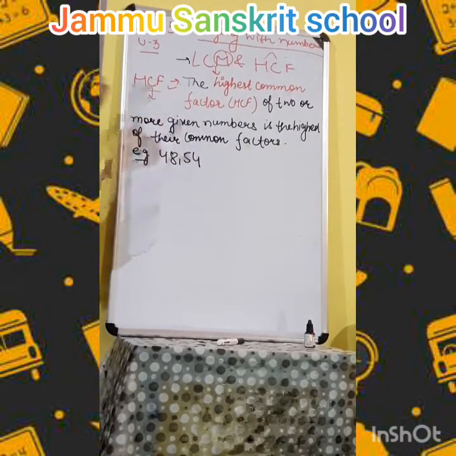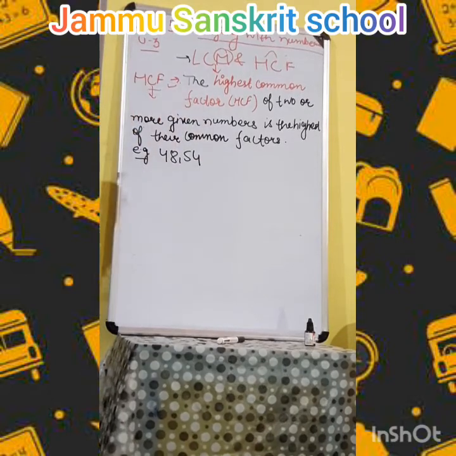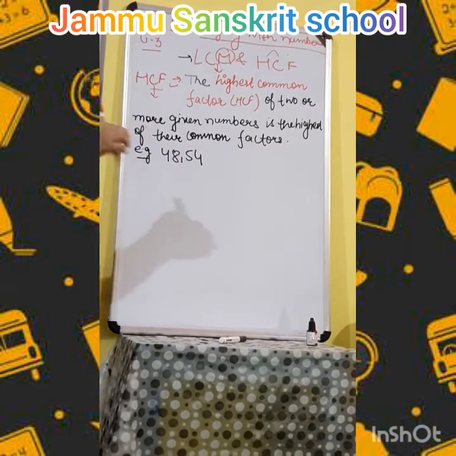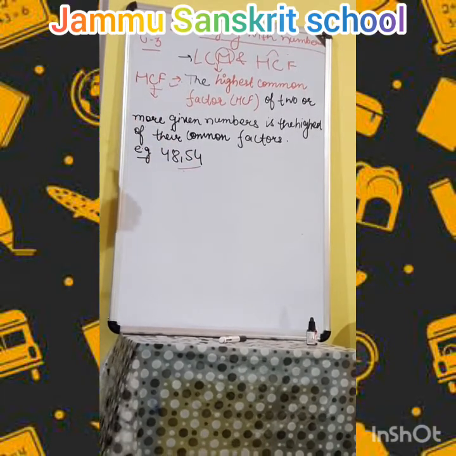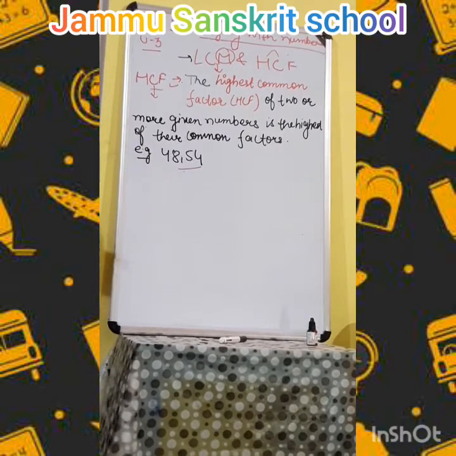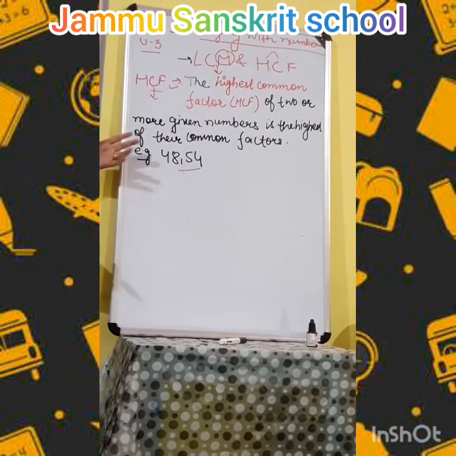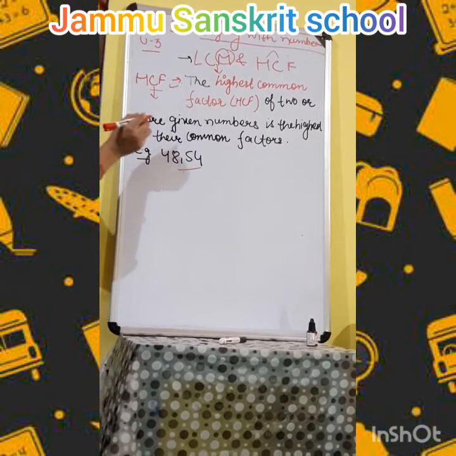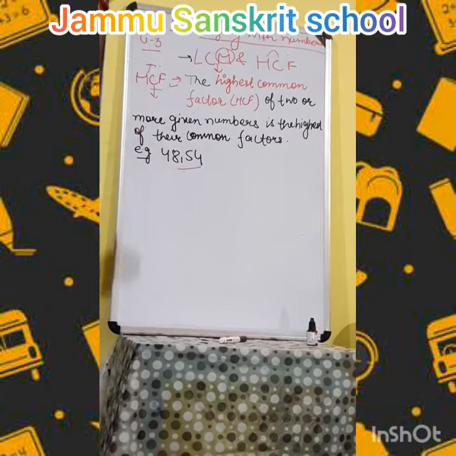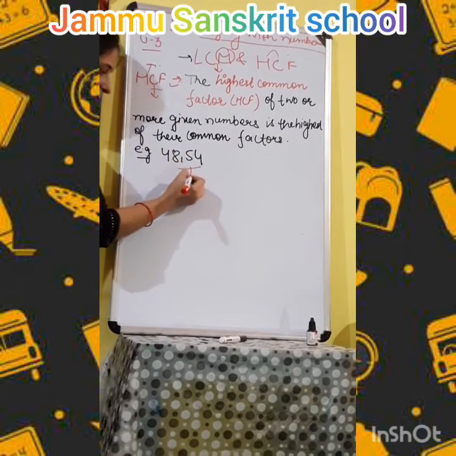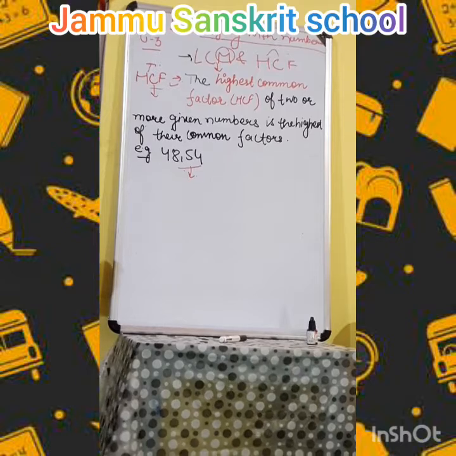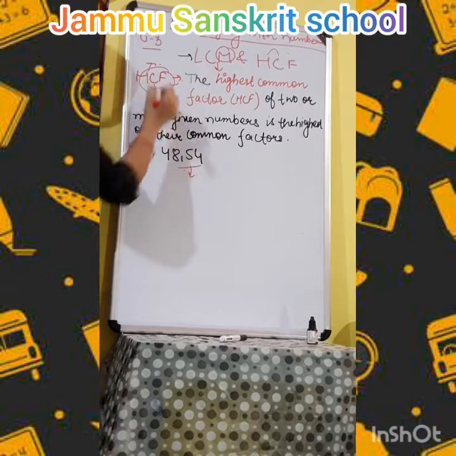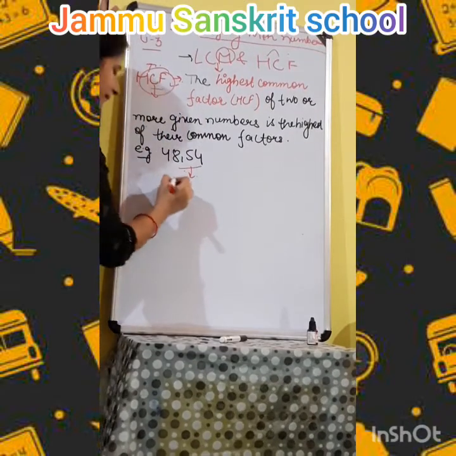HCF deals with factors and LCM deals with multiples. Okay, there are also two ways of finding the HCF. One is not mentioned in your book, that is the division method. We have done this method in, I think, 5th class. Today we'll discuss the division method as well as the prime factorization method. Firstly, I will tell you how to find the highest common factor using the division method.